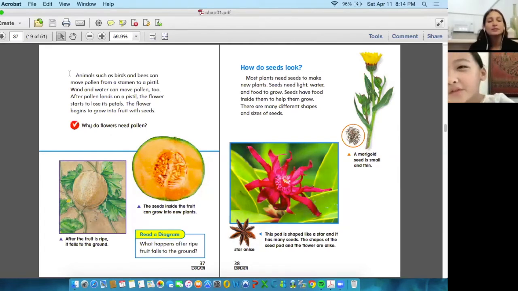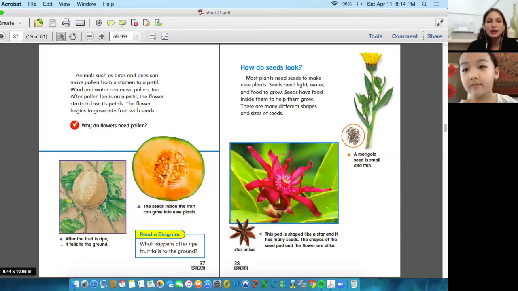Grow into fruits with seeds. Okay, very good. So we said that you have the stamen on top and then the pistil on the bottom, right? Yes. So with the help of the bees, the pollen, that little dust that's inside, is going to go into the pistil, the bottom part. And once it goes down there, little seeds are going to start forming, and then we get the fruit, okay? Yes. So let's look at this picture right here.